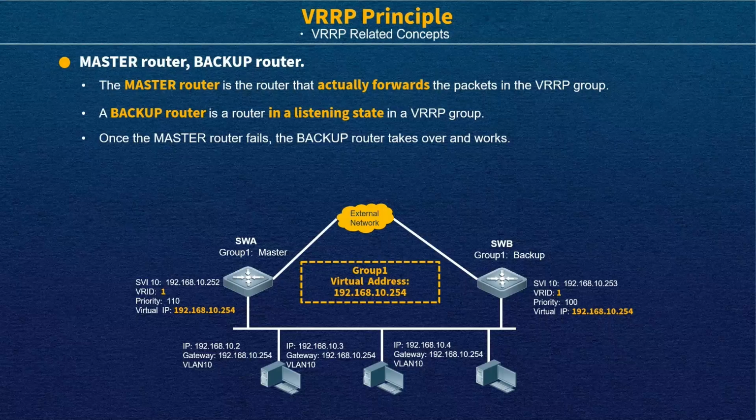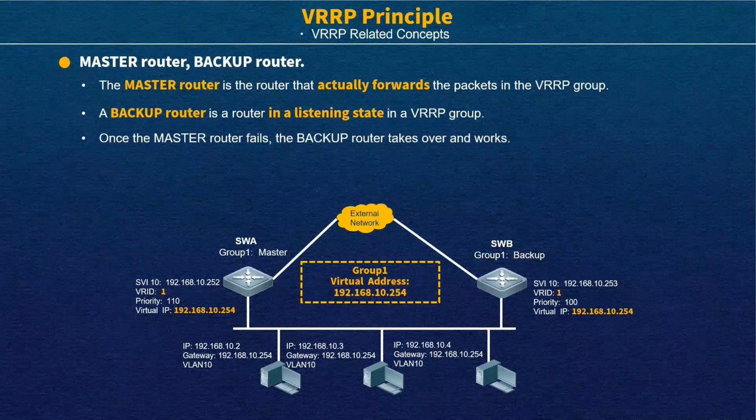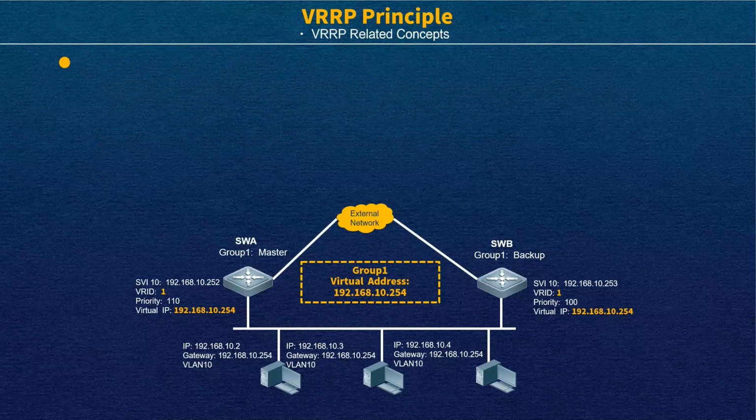Once the master router fails, the backup router will take over and work. So this is the relationship between the master and the backup. In the group, we can only have one master, but lots of backup routers.